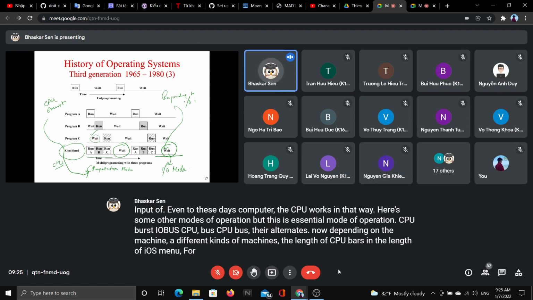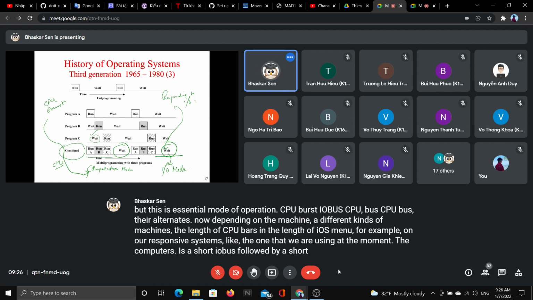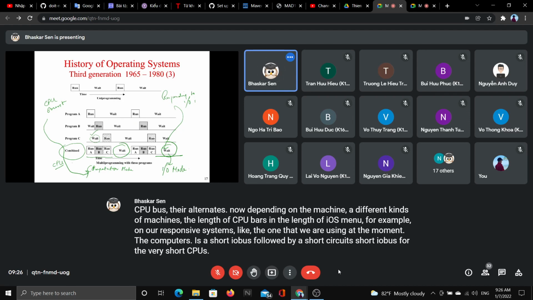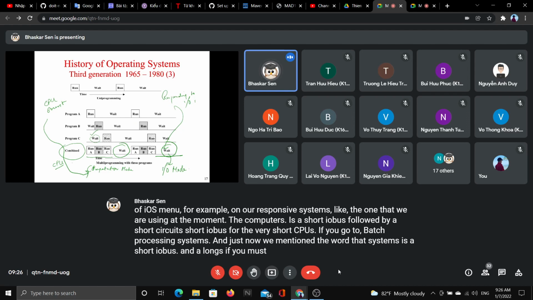For example, on our responsive systems, like the one that we are using at the moment, the computers, there's a short IO burst followed by a short CPU burst. If you go to batch processing systems, just now I mentioned the word batch systems, there's a short IO burst and a long CPU burst.